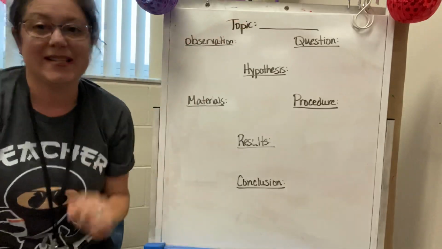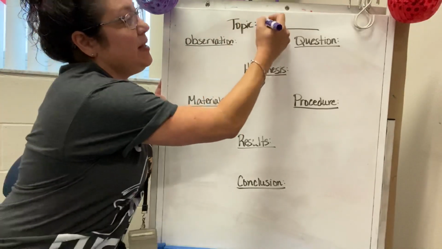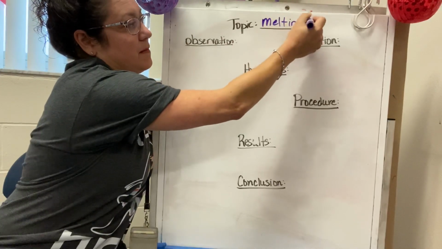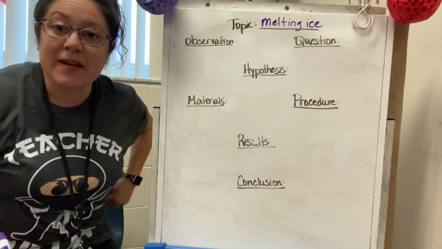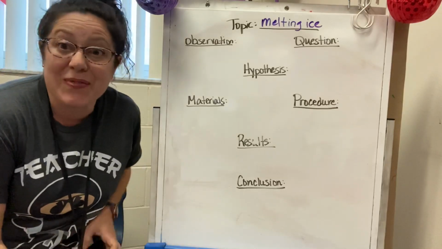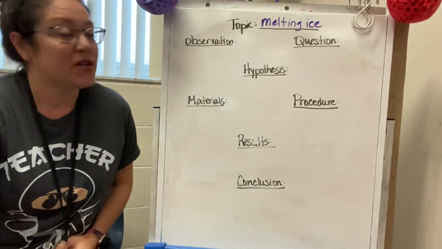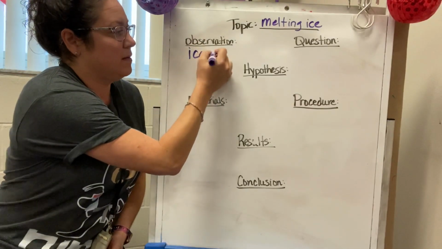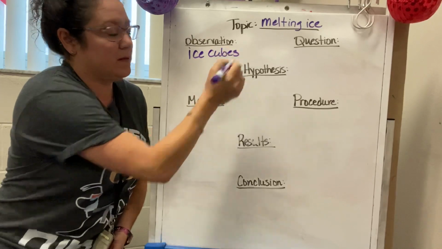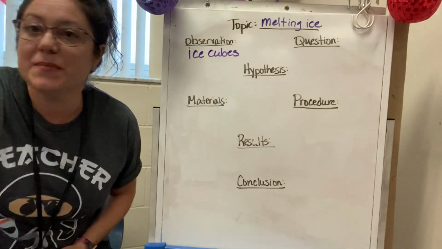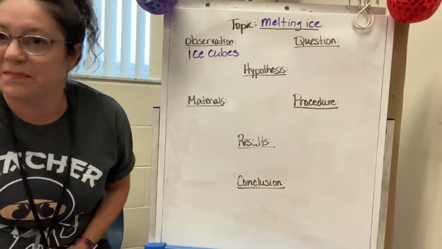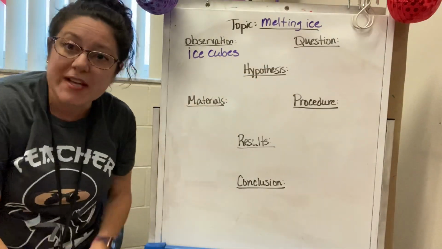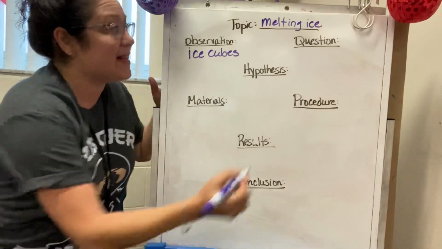So our topic today is melting ice. For our experiment, we're gonna see what makes ice melt the fastest, okay? So our observation right now, we just have ice cubes. That's what we're observing, is ice cubes. You should have 4. What's my question? My question is, what melts ice the fastest?